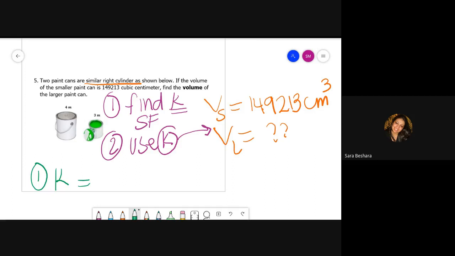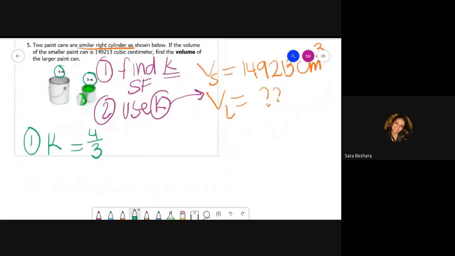Now remember, there's 3 ways to find K. The first way is if you're given dimensions. Are dimensions known of what I have here? Well, the larger can has a diameter of 4. The smaller can has a diameter of 3. So K can be just the larger over the small. Just like I said, always large over small. 4/3. There's also 2 other ways to find K, but they both don't apply in that problem, so I'm not going to confuse you. K is 4/3.